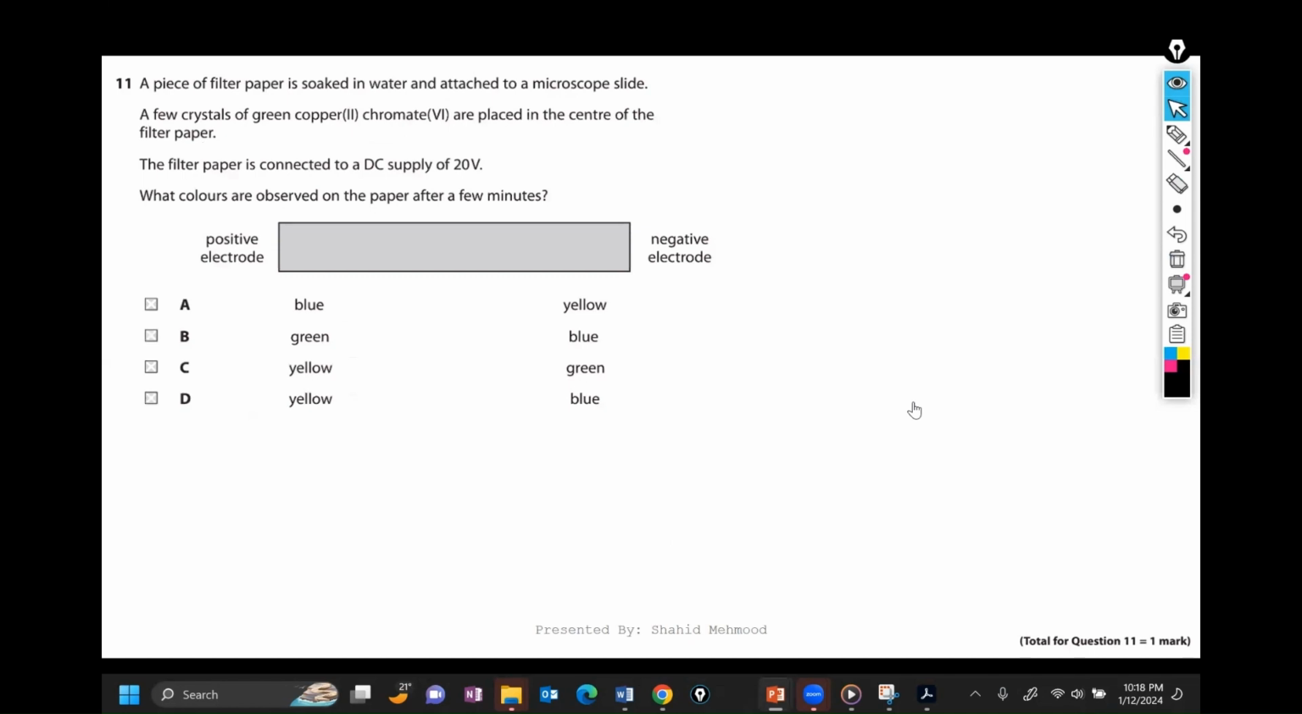Question number 11. It's a simple question. A piece of filter paper is placed on a microscope slide. A few crystals are placed on the filter paper. The filter paper is connected to a DC supply of 20 volts. What colors are observed on the paper after a few minutes?